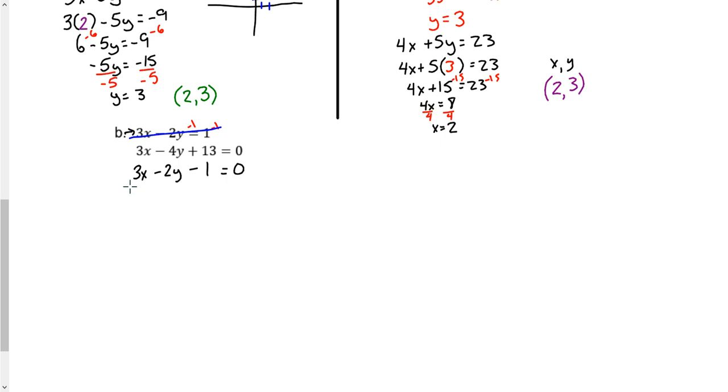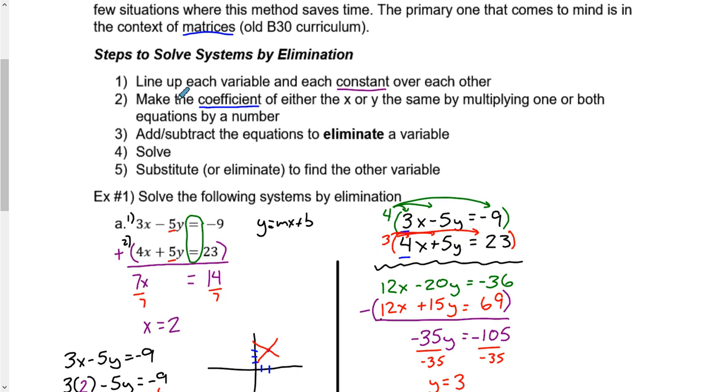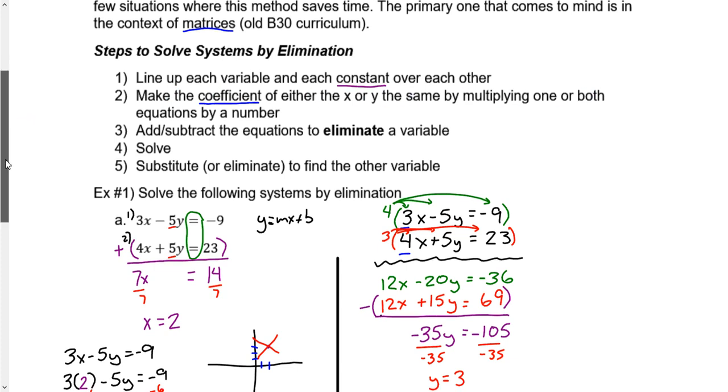Now that we have everything like that, sorry, I'm going to try and make my notes look a little bit nice. I'm going to do some subtraction. Why am I going to subtract? Well, the only reason I'm going to subtract is my coefficients are the same. I kind of skipped that step, sorry. Make the coefficient of either x or y the same by multiplying one or both equations by a number.